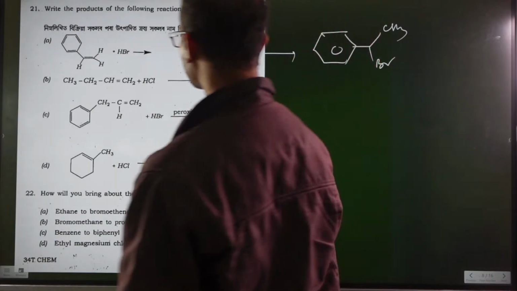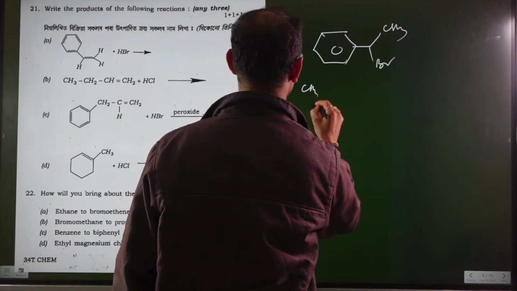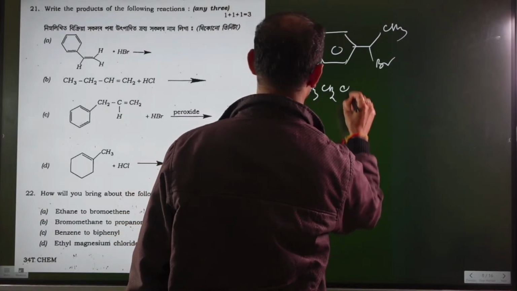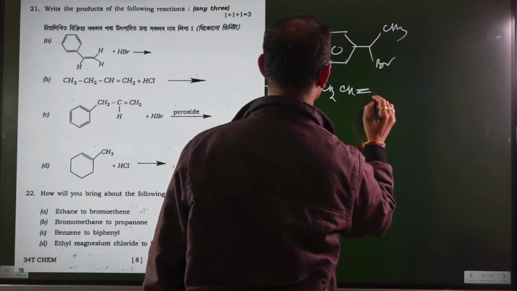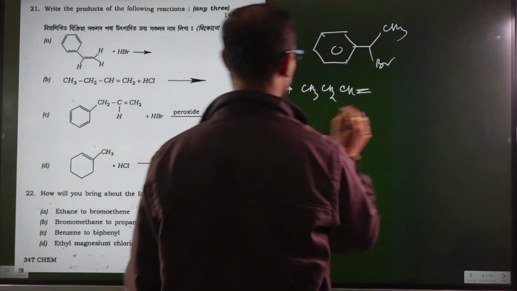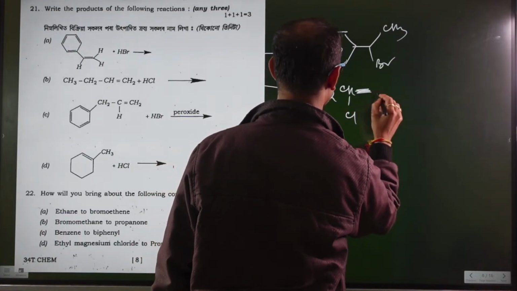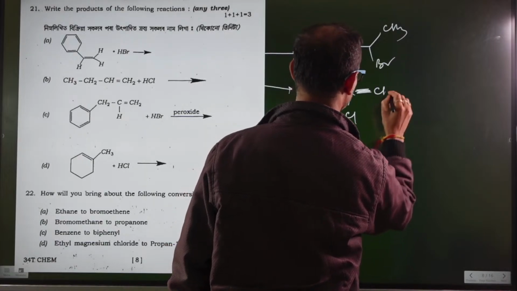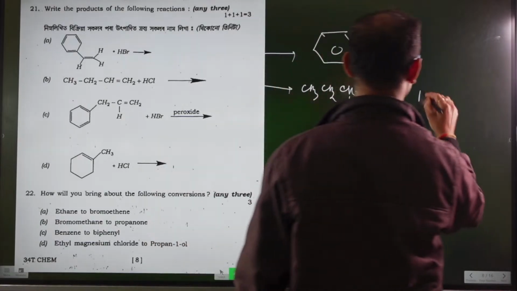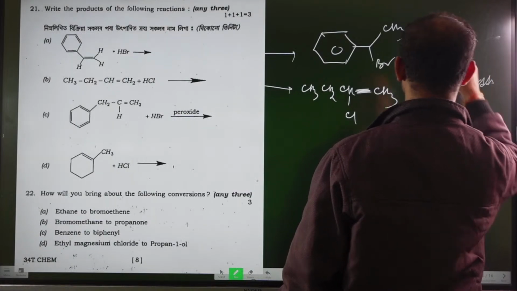In the second case, again it is Markovnikov addition. The product will be CH3, CH2, CH double bond. H plus will be going to this part. So CHCl here, and this is a single bond. Then this is CH3. So again it is Markovnikov addition. Both of these.